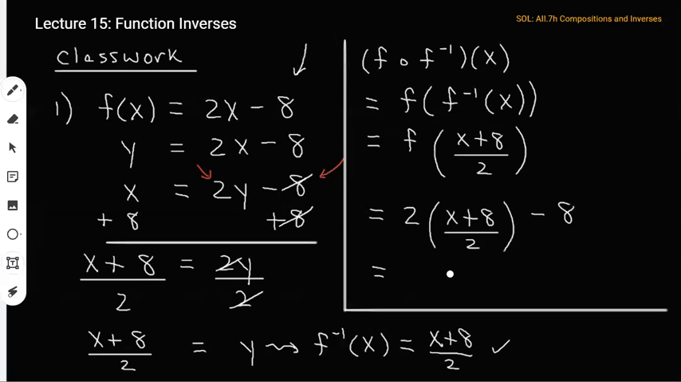Okay, so after that, a lot of things are going to cancel. First of all, the 2's are going to cancel out. I have 1 on the top and 1 on the bottom, so they're gone. I also have x plus 8 minus 8. The plus 8 and the minus 8 are going to cancel each other out. So the only thing that I'm left with at the end is the x. And you should always get x for your answer, because that's going to tell you that these functions are inverses of each other.